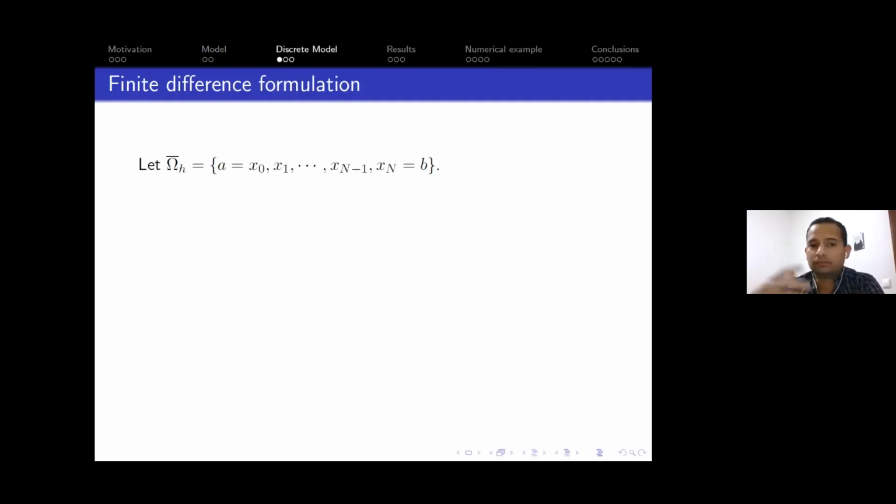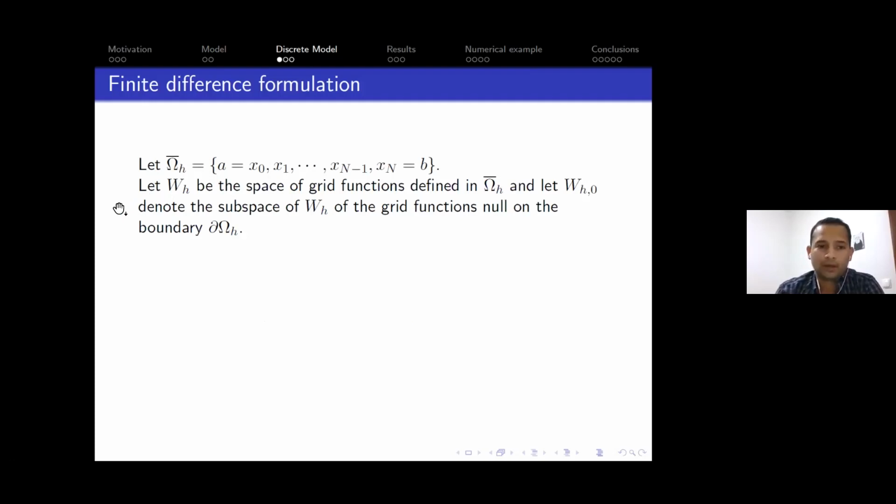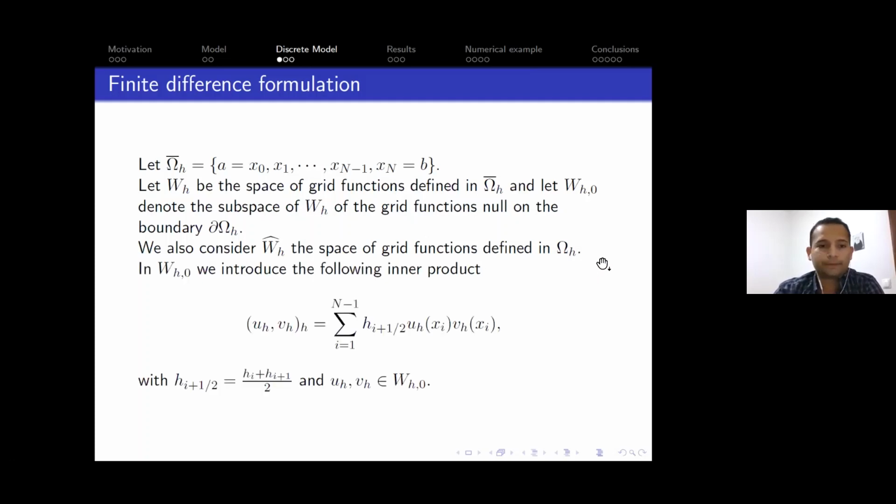I need to say some things about the finite difference formulation very quickly. Of course, we need to use a discrete domain, omega h. We define W_h as the space of grid functions in omega h, W_h0 the subspace of W_h of grid functions null on the boundary, and similarly W_h hat, the space of grid functions in omega h0. We define this inner product, and we are going to work with it.